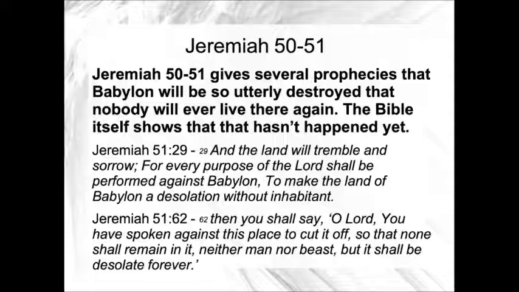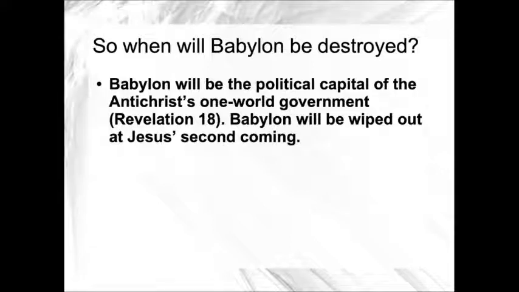And so we might say, well, when is that going to happen? What's going to be the point of that? Well, Revelation actually tells us. So the Bible itself shows that this prophecy hasn't come true yet. When is it going to come true? Well, Babylon will someday be the political capital of the Antichrist's one world empire, according to Revelation chapter 18. The Antichrist himself is going to rule, and the capital of his political part of his nation will be in Babylon. And so there are still some things that are planned for Babylon. However, we can also see from Revelation that Babylon will be wiped out at Jesus' second coming.